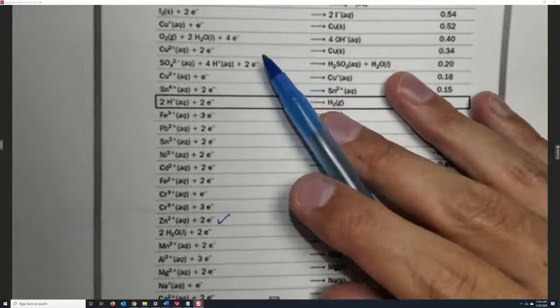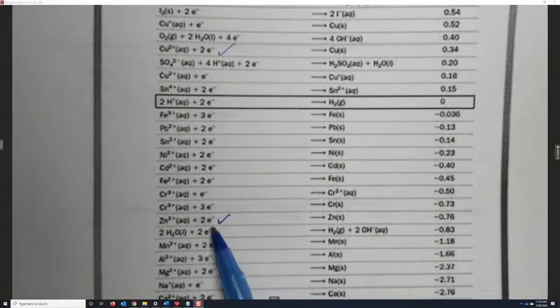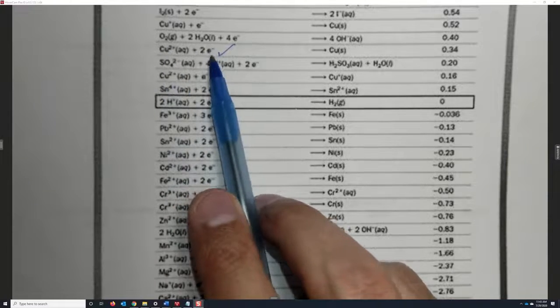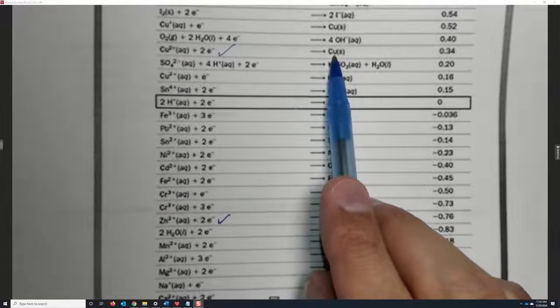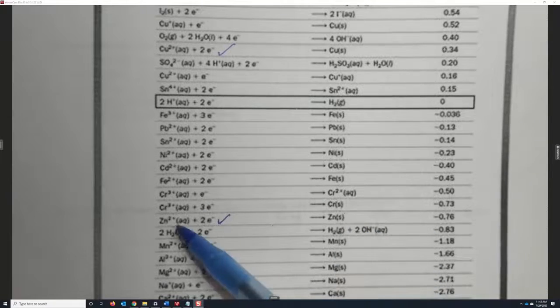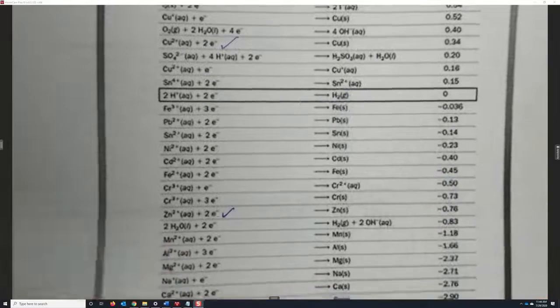Now up here, we have Cu2+ right there. So if you have Cu2+ in solution with zinc, it's going to take electrons away because it has a higher reduction potential. So Cu2+ will take those electrons away and form Cu solid. The zinc will go in the opposite direction. The zinc will become zinc 2+ and 2 electrons, which will be used by copper to form copper solid. So here, a reaction will occur.